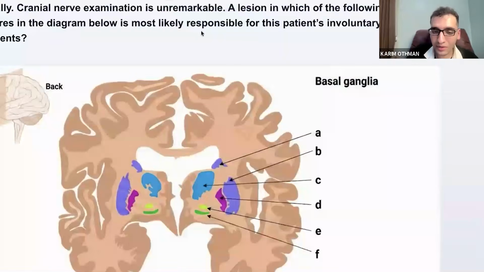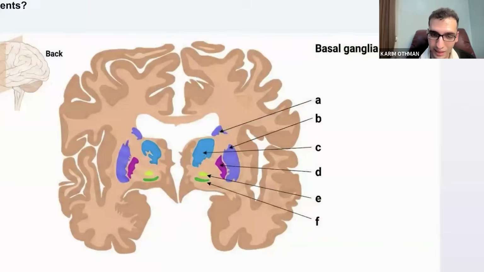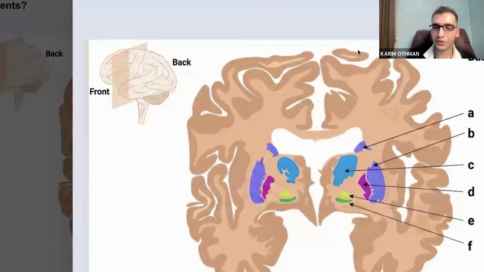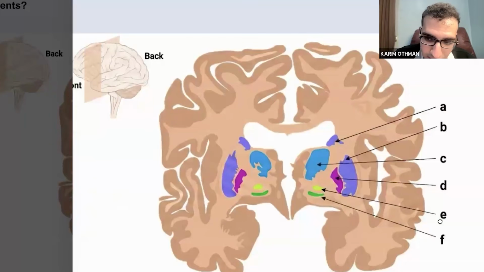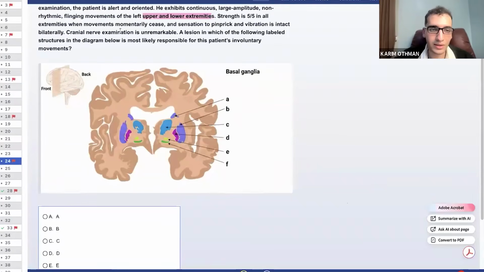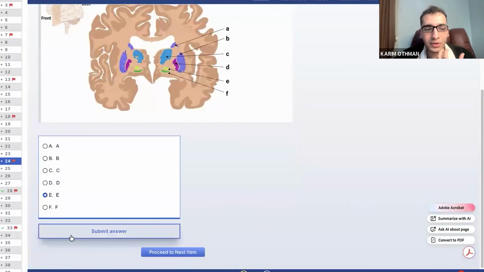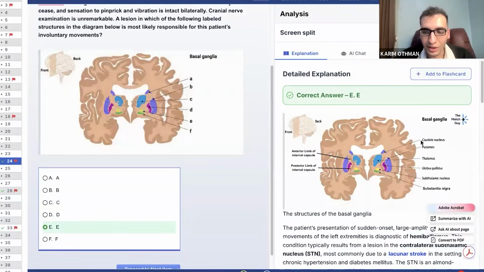Now, it's pretty hard to figure out where the subthalamus is here, but let me show you. If that's the thalamus here, the subthalamic is below it. It's E. So it's a pretty hard question in general. But what I need you guys to figure out is that if there is flailing abnormal movement, that would be the subthalamic nuclei.